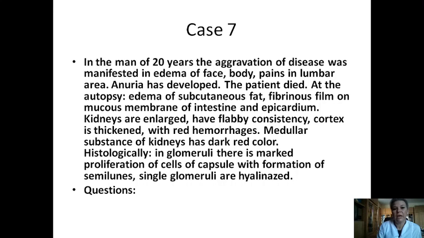At the autopsy: edema of subcutaneous fat, fibrinous films on the mucous membrane of intestine and epicardium. Kidneys are enlarged, have flabby consistency, cortex is thickened with red hemorrhages. Medullary substance of kidneys has dark red color. Histologically, in the glomeruli, there is marked proliferation of cells of capsule with formation of semilunes. Single glomeruli are hyalinized. Questions.